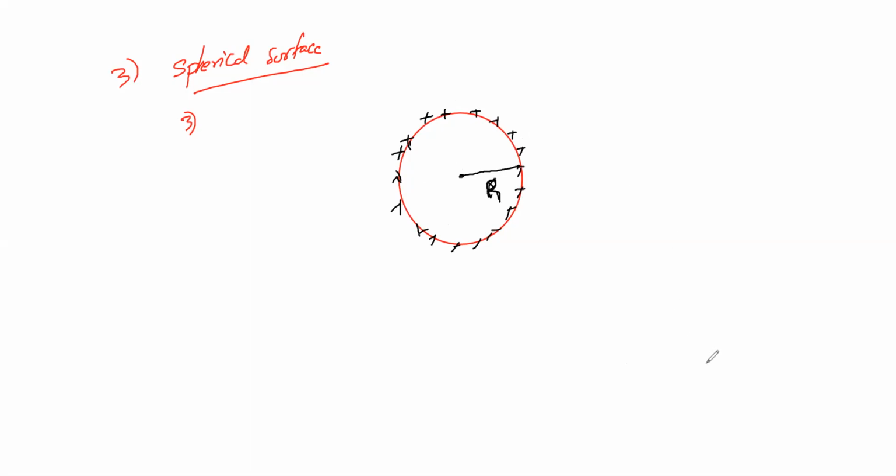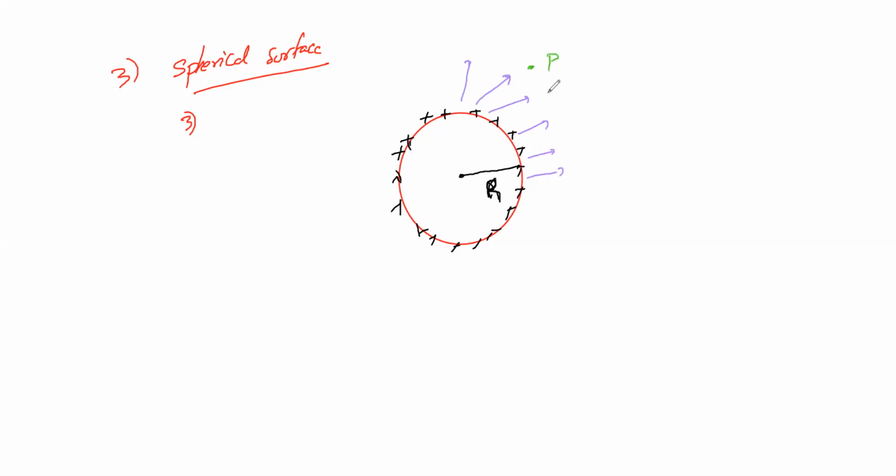Now, the surface of the conductor will have some field lines. The field lines will try to travel away from it like this, perpendicular in all directions. So on the surface of the conductor, I'll take a point P.